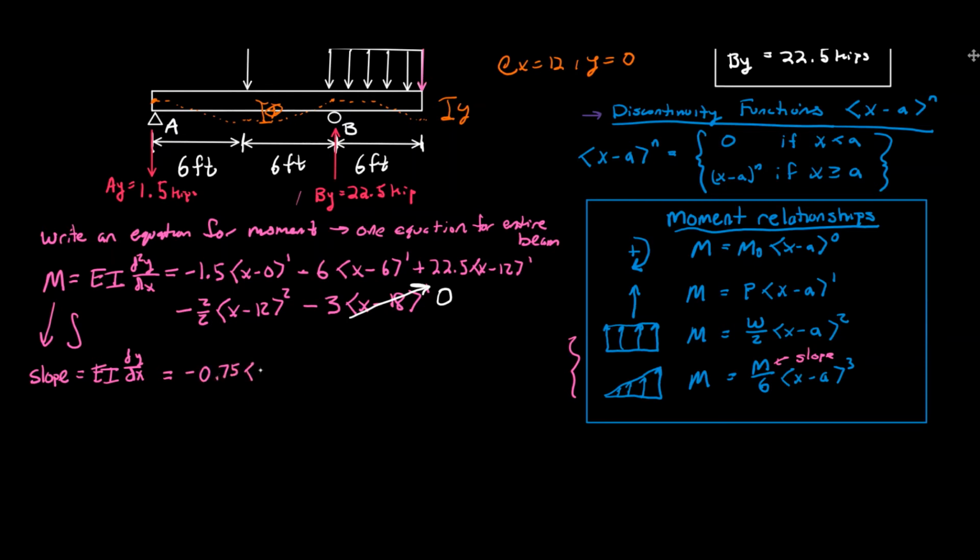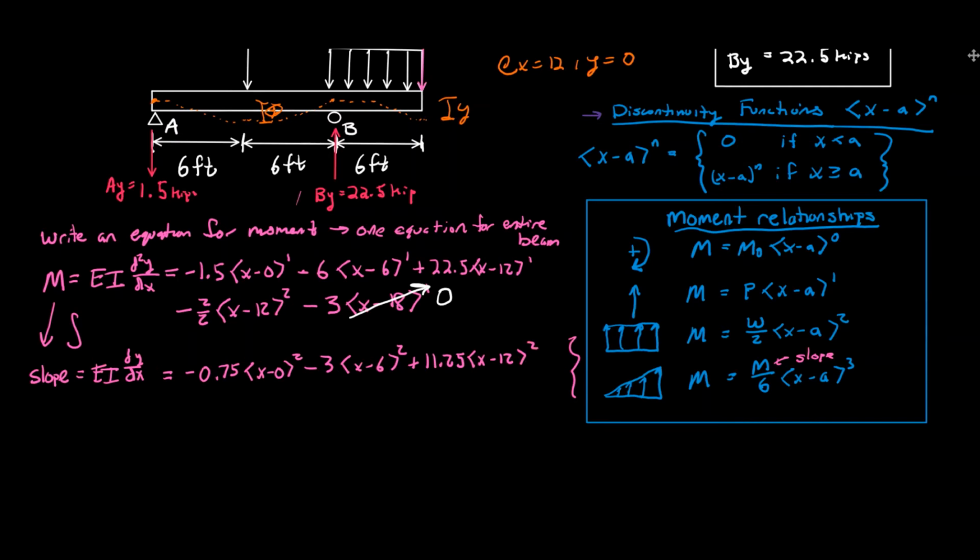Now we just keep the angle brackets, so it's going to be x minus 0 to the second power. This thing, we're going to integrate this, and we're going to get minus 3 x minus 6 to the second power. 22.5 divided by 2 is going to be 11.25, so it's going to be plus 11.25 x minus 12 to the second power.